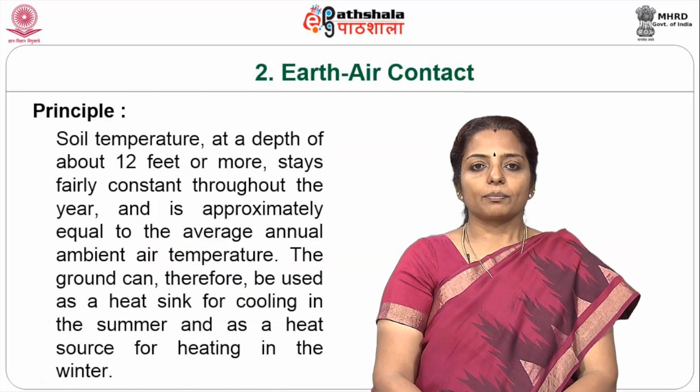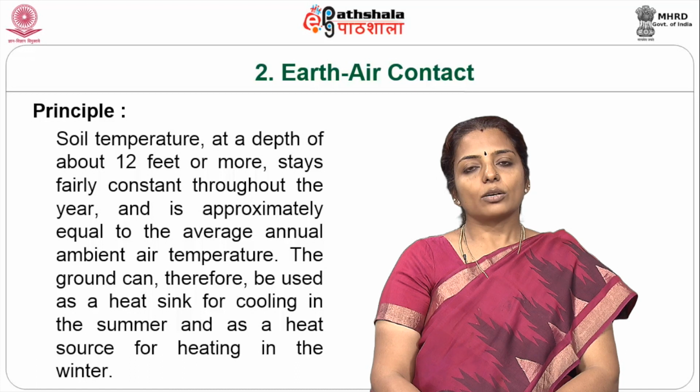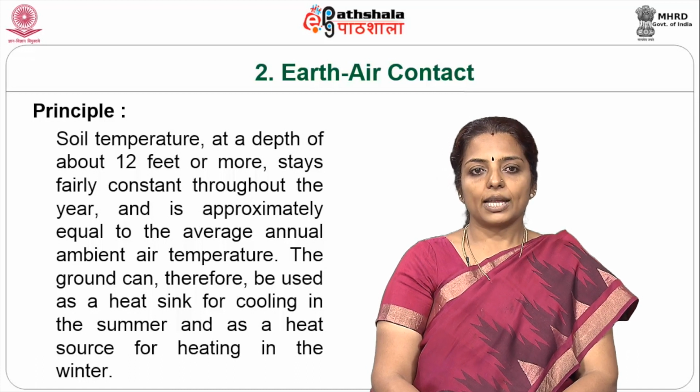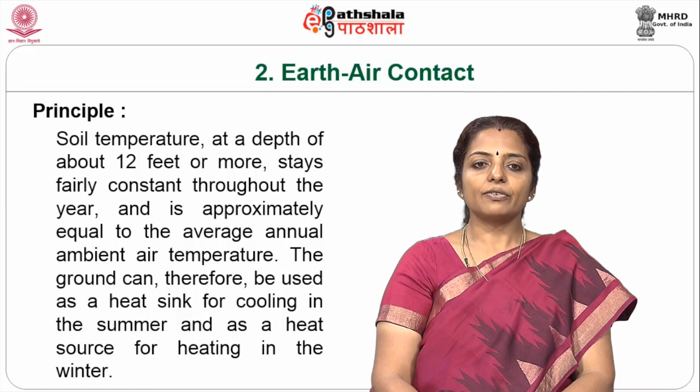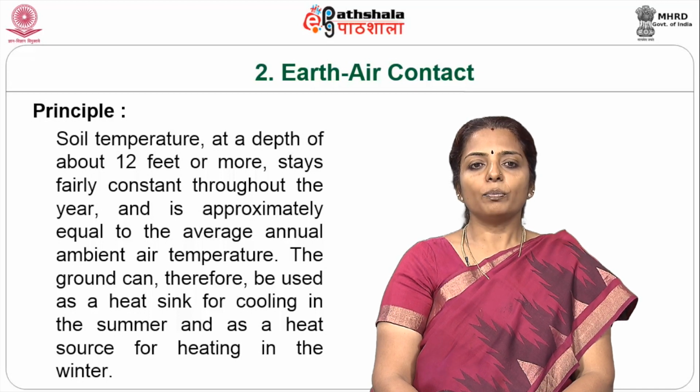Earth-air contact. Earth-air contact works on a simple principle that soil temperature at a depth of about 12 feet or more stays fairly constant throughout the year and is approximately equal to the average annual ambient air temperature. The ground can therefore be used as a heat sink for cooling in the summer, as a heat source for heating in the winter.